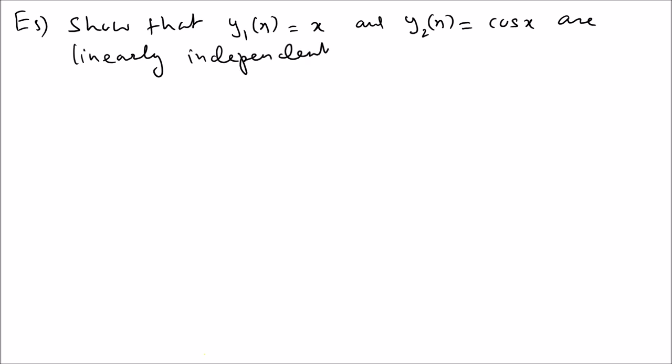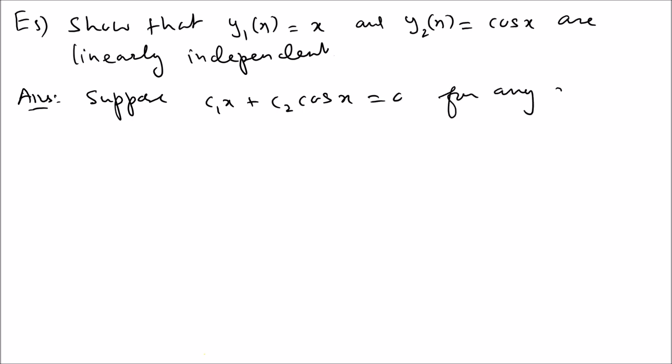Linearly independent. So what we're going to do, we're going to use a definition. Suppose we have c1 x plus c2 cosine x equals 0 for any x. Now, because this should be true for any x, we can just pick any value we like. So we're going to say x equals 0.